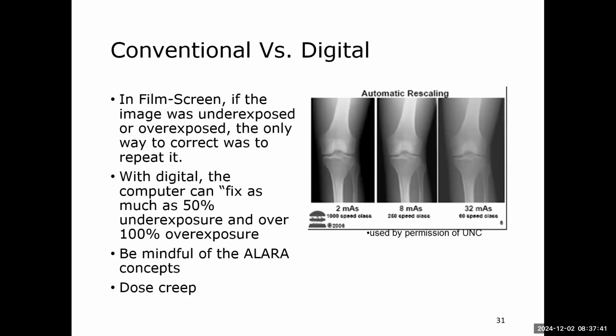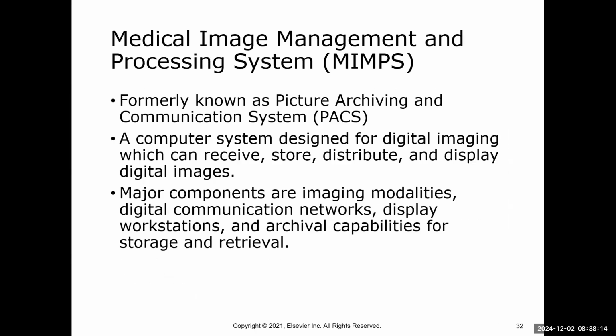So when it says it can fix as much as 50% underexposure, meaning it can automatically rescale it to look like it should at about 50% under, but we can really overexpose upwards of almost 400%, and the computer can still fix it. Look at this case. That's way more than 100%, right? And it still looks okay. We still don't have saturation. So easy to do if you're not paying attention.